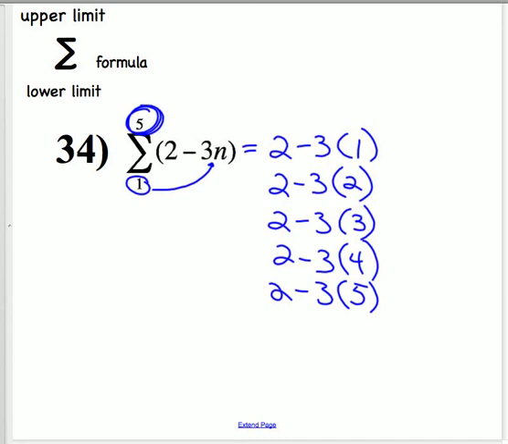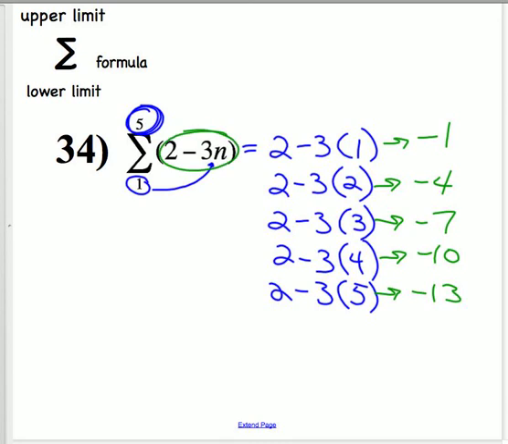All right, so what does each of these equal here? Let's see, the first one is negative 1, negative 4, negative 7, negative 10, negative 13. And maybe you see a relationship between the common difference here and the equation itself or the formula.